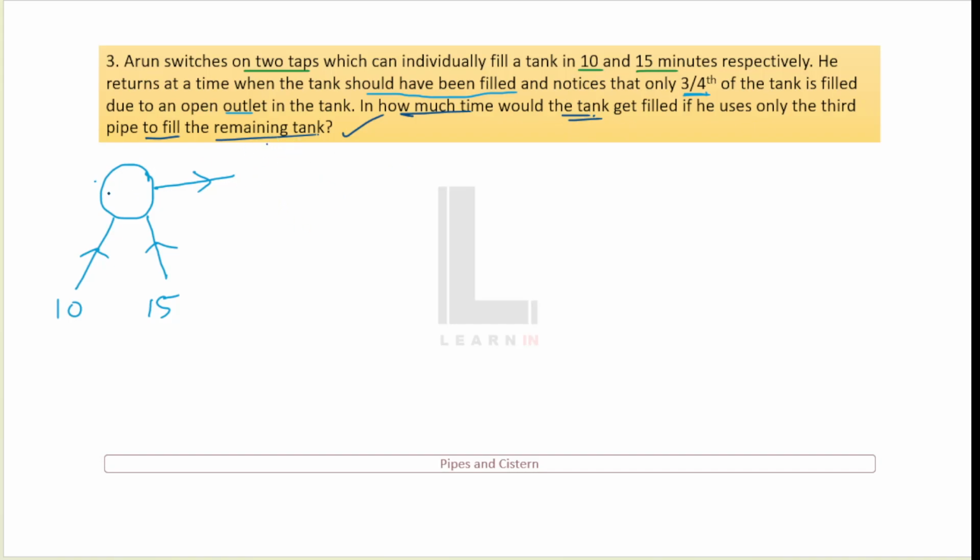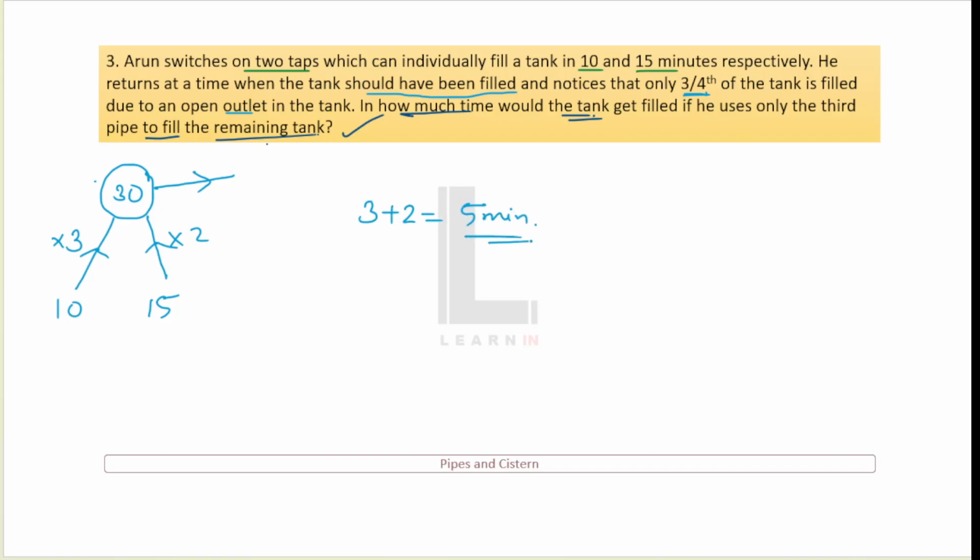Now we have to find the capacity of the tank. So that would be the LCM. So this will be 30. Now we need to find the efficiency, right? So we have a total efficiency of 5. So it should have been filled in 6 minutes. What would you do? We would just do 30 upon 5, which is 6 minutes.